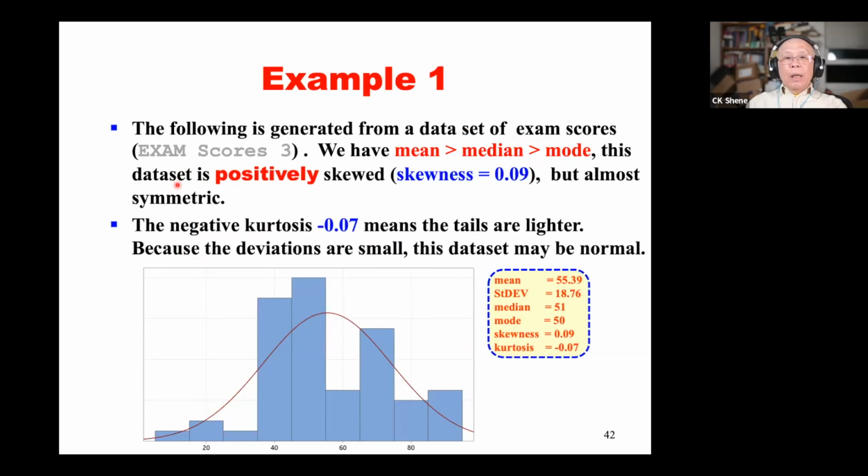Example again, exam score 1, we have skewness 0.09, almost symmetric, kurtosis negative 0.07. So it's very small. So skewness said this distribution is likely symmetric. And the small kurtosis means the tails follow the normal distribution, and its peak is close to normal distribution. So this score distribution is likely to be normal.